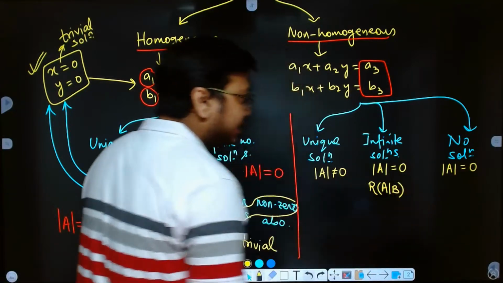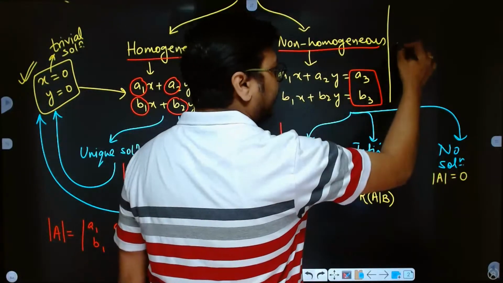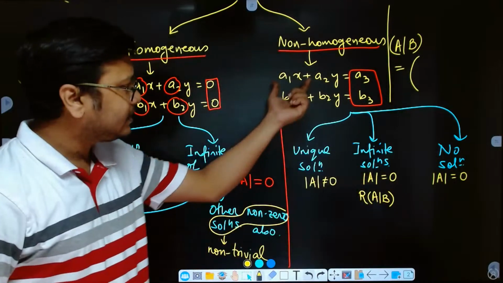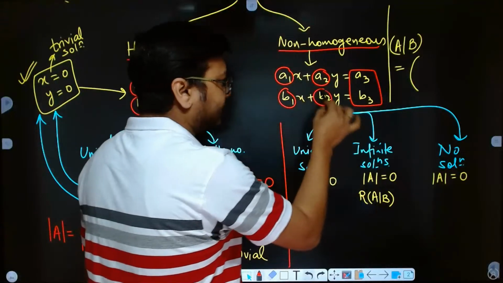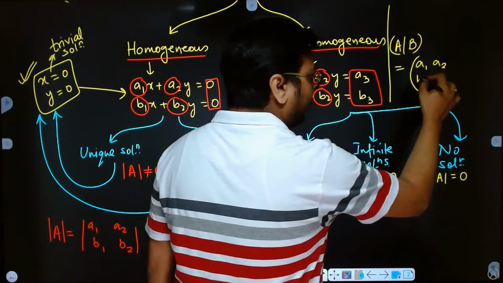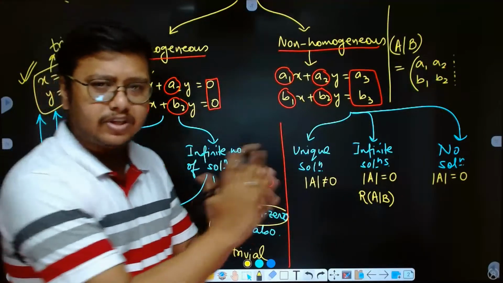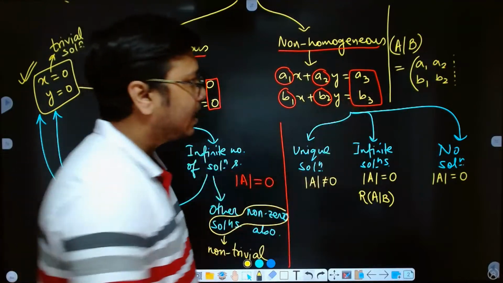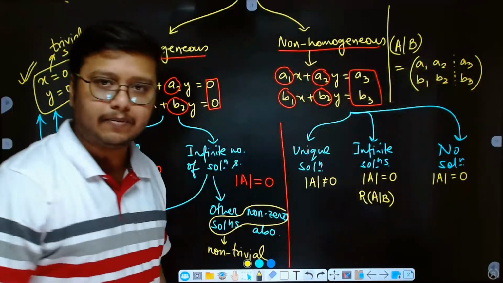Now what is the augmented matrix [A|B]? It is going to look something like this. Firstly I will take the coefficient part, which is a1, a2, b1, b2, and I will make a dotted line, any line, just to distinguish it from the constants on the right side. The constants are a3, b3. I'll copy the constants also. So this matrix is called the augmented matrix.